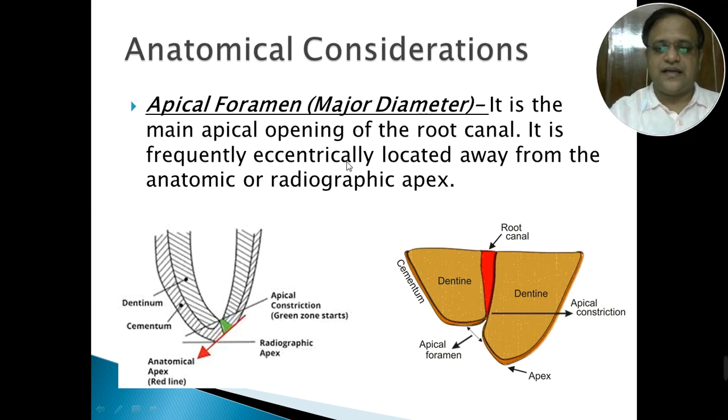So let us understand what is apical foramen, and it is also known as major diameter. It is usually confused with another topic, the minor diameter. So apical foramen is the main apical opening of the root canal. It is frequently eccentrically located away from the anatomic or radiographic apex.